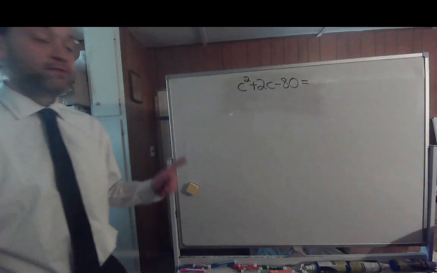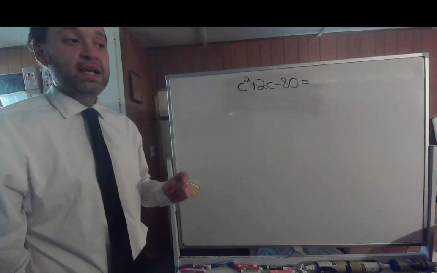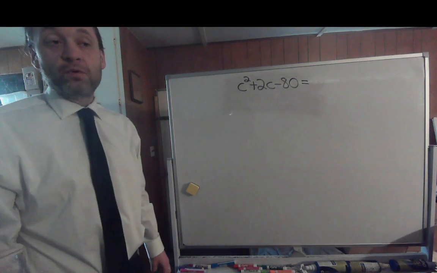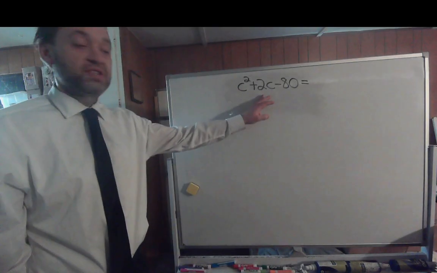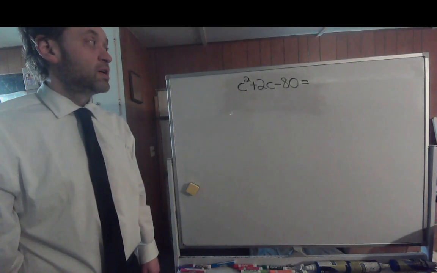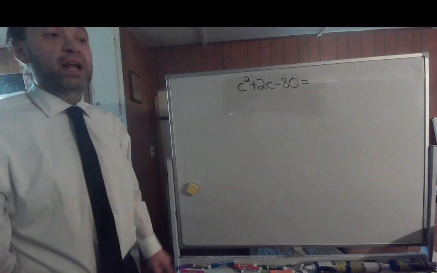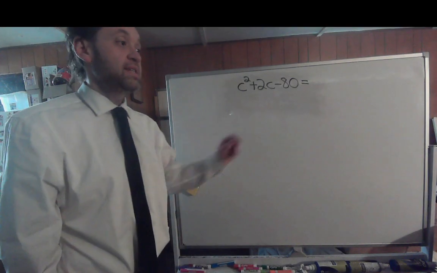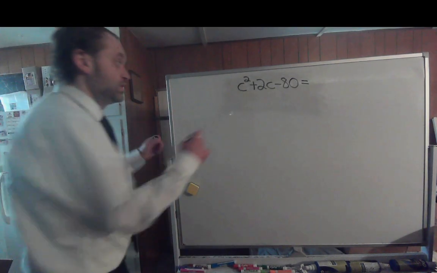How about negative 4 and 20? You add negative 4 and 20, you would get 16, still not working. Then 4 and negative 20, you would get negative 16. But how about negative 8 and 10? If you add negative 8 and 10, you'll get positive 2.